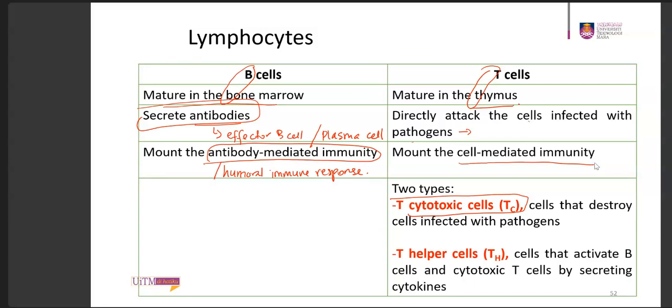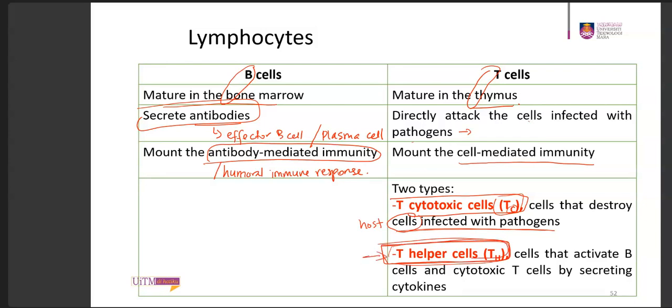Okay, so for T cell, as I've mentioned, there are two types, which is the cytotoxic T cell, or you can abbreviate as TC, subscript C. So the cytotoxic T cell will destroy cells infected with pathogen. Okay, cells infected with pathogen. Cell is referring to the host cell. Okay, and then the helper T cell or TH, which is cells that activate B cells and cytotoxic cells by secreting cytokines. So basically, the helper T cell is the key cell.